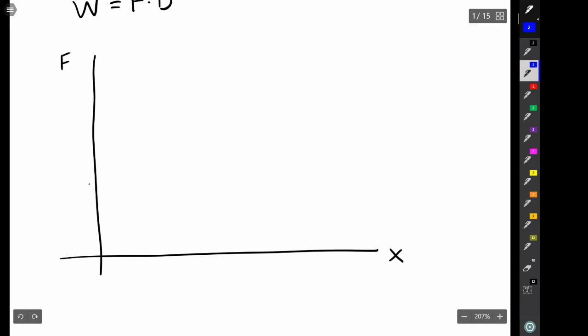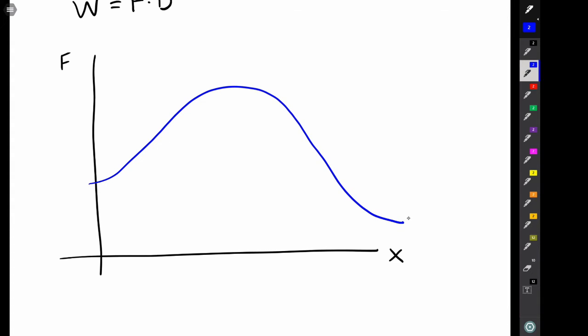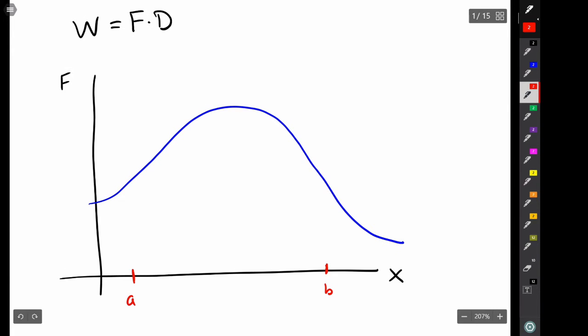So let's say your force is something like this. Right? You start out a bit slow, then you peak, and then maybe you start getting tired or something like that. Right? And you want to know how much work was done from this point here, A, to this point here, B. All right? So how can we find this work if the force is variable?